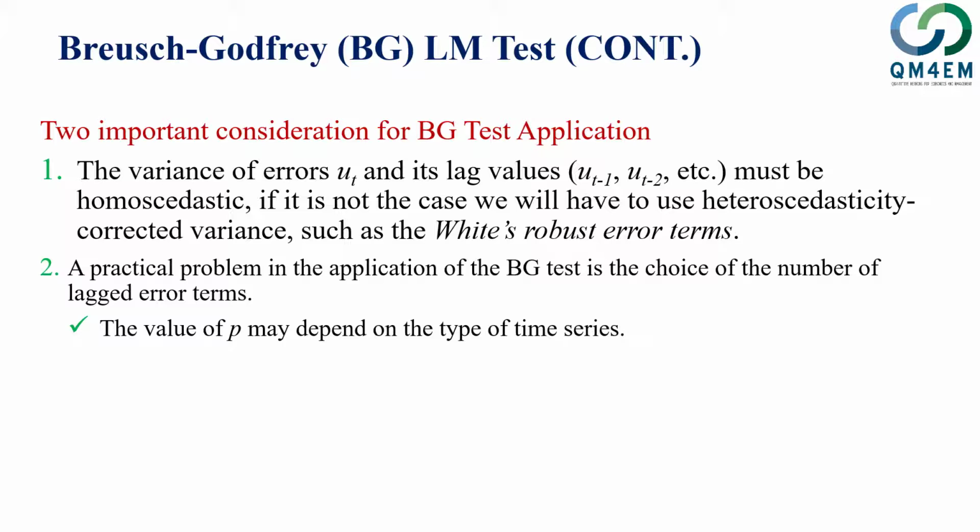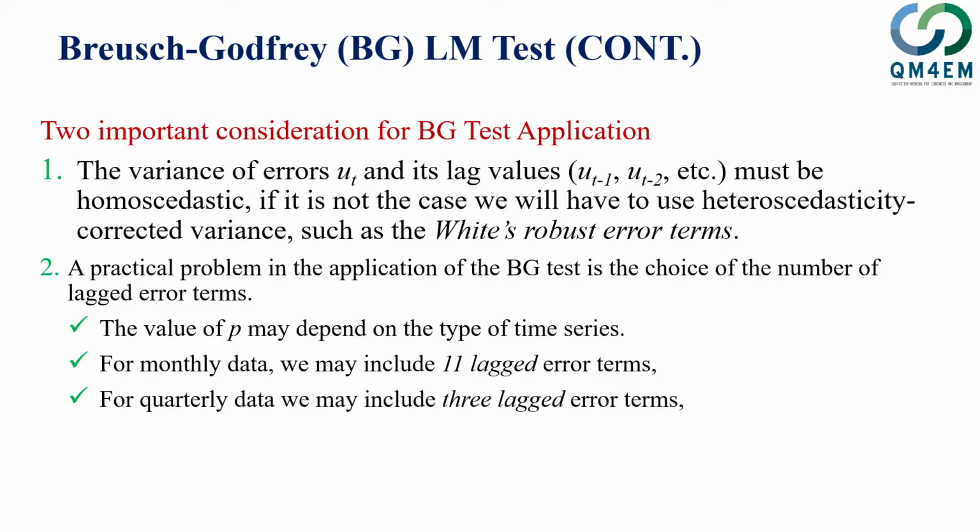Normally we say that the lag values, or the order of autoregression, or the rho value, depends on the type of time series. Normally for monthly data we include 11 lagged error terms, for quarterly 3 lagged error terms, and for annual we may add 1 lagged error term. This is the standard rule of thumb. When you have annual data, you just include 1 lag in the second step of applying this LM test. If you have quarterly data, you add 3 lags, or for monthly you can add 11 lags, and then you can proceed with applying this test.